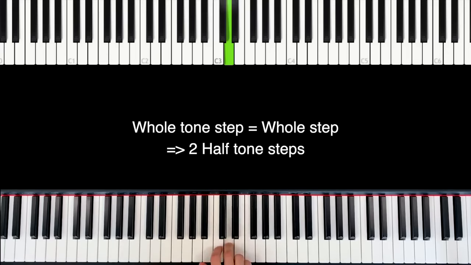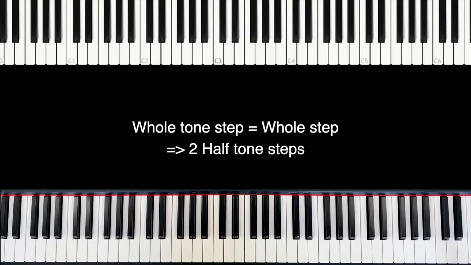The whole step is this one. From C to D is a whole step. So we can always count 2. So let's go on here. 1, 2. This is the next whole step. Let's have a look here. 1 and 2. Yes. And now we go from a white key to a black key, and this is also a whole tone step.